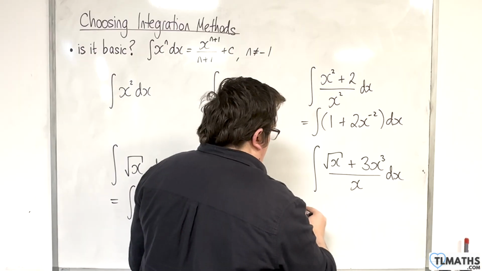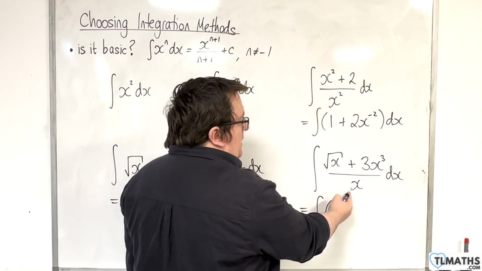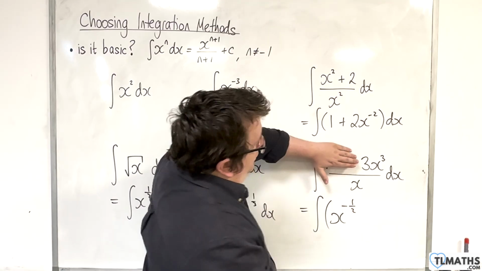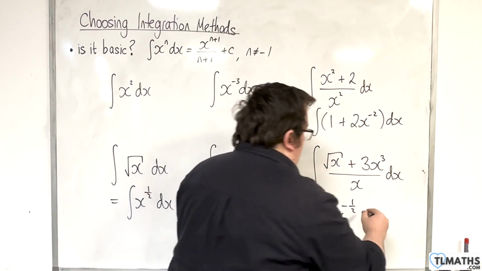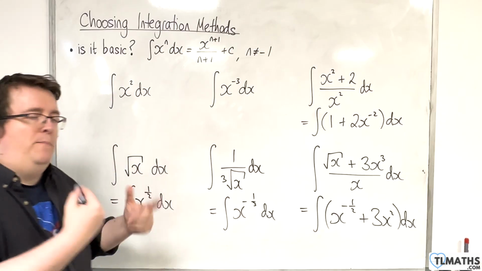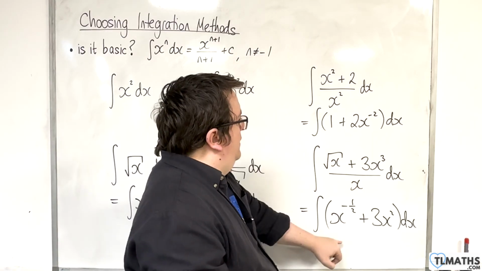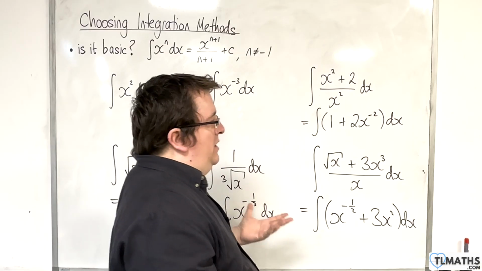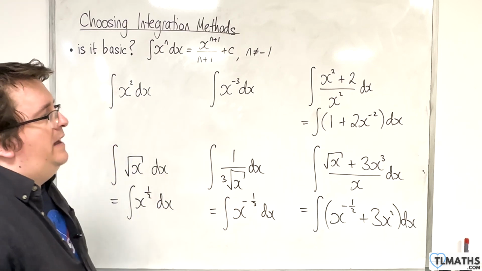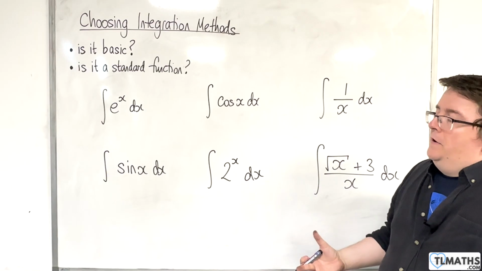Likewise, here we have x to the half divided by x, which is x to the power of minus a half. And then we've got 3x cubed over x, which is 3x squared. And then you integrate. So you have to prepare them first. Okay? So in each of these cases, you're just going to be adding 1 to the power divided by the new power. Of course, 1 integrates to x, and then just make sure you're adding on your constant of integration.